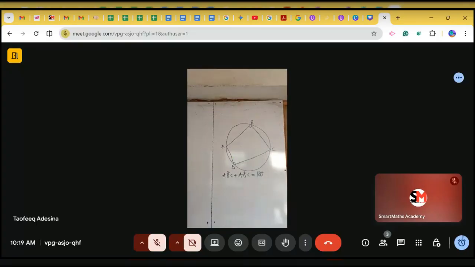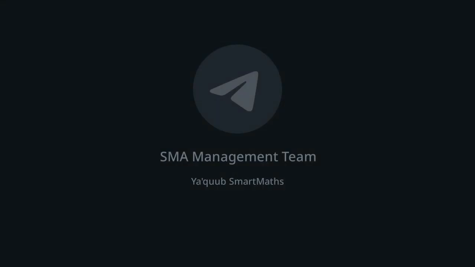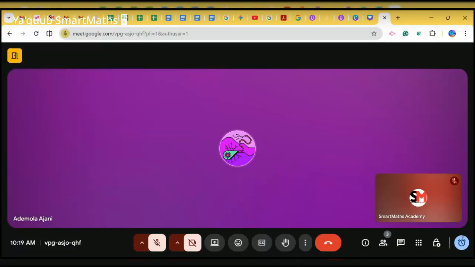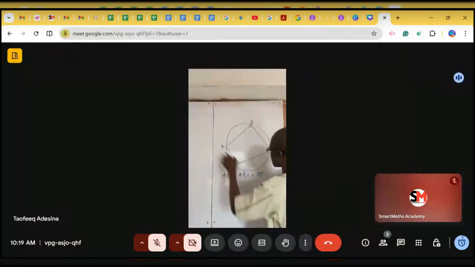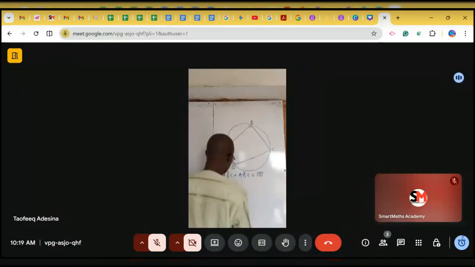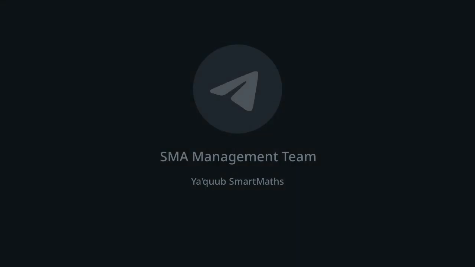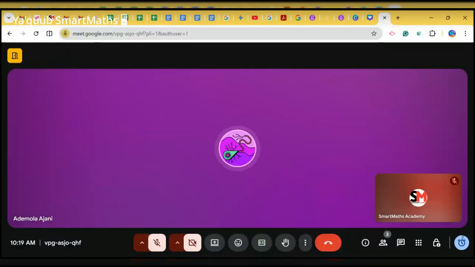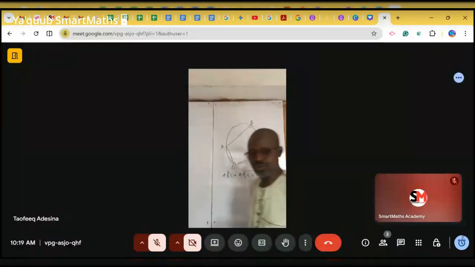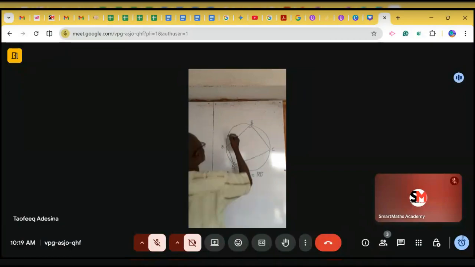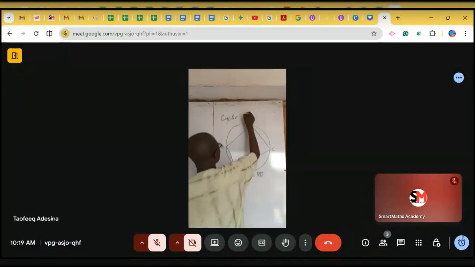Now, I want to look at this shape. A, B, C, D. What do you call it? Adebola? Sir, is it a rectangle? Remove the circle. We are only talking about A, B, C, D. What do we call this one? Quadrilateral. God bless you. We call it a quadrilateral. So that leads us to today's topic, which we call cyclic quadrilateral.